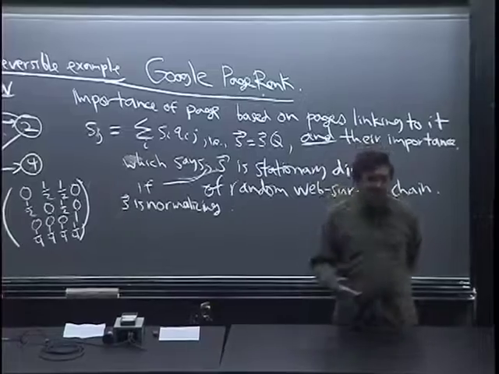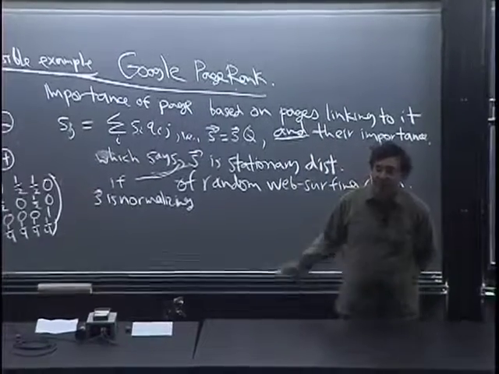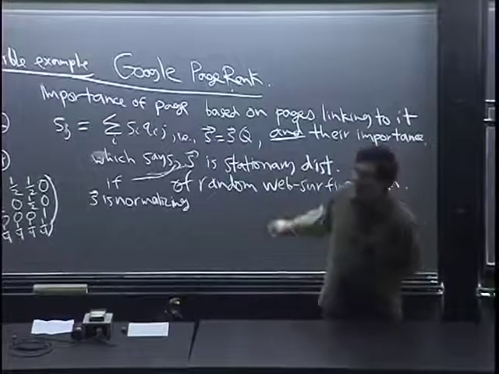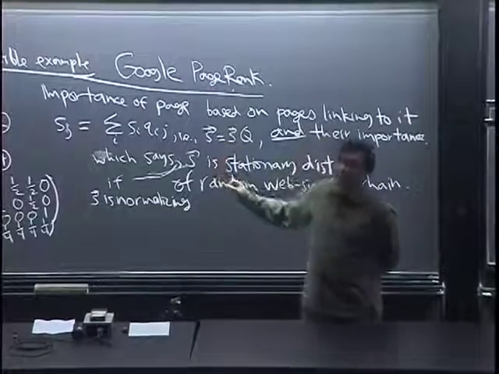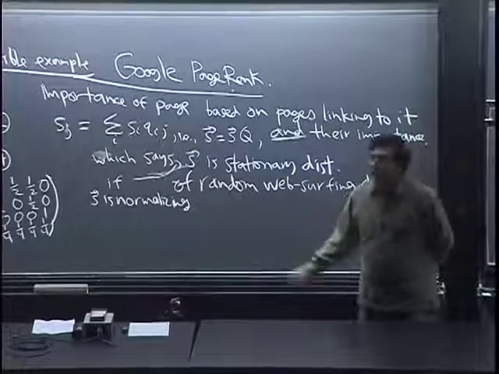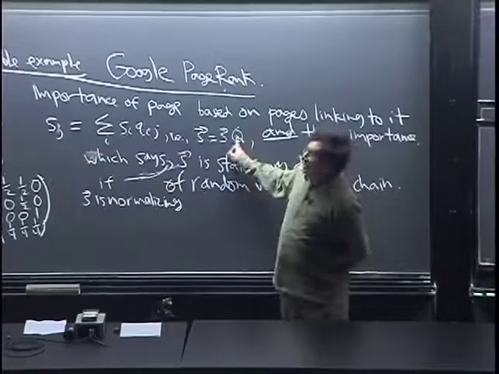One reason is what I just said, that intuitively it makes sense to think of these as the long-run fraction of time for randomly surfing the web. So this gives a nice extra interpretation to this. But I also want to show you how this helps with the computation, because the computation is immensely difficult.